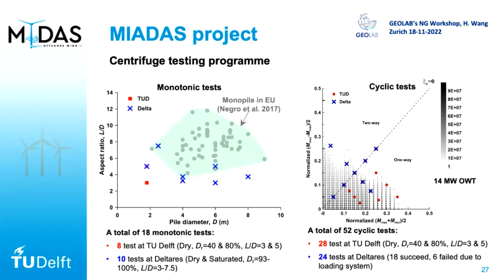And on the right, I show you a typical contour of the cyclic load on a 14 megawatt offshore wind turbine. And based on that, we designed our centrifuge test program to really capture what's really happening in the field. And we did quite many tests, as you can see, more than 50 cyclic tests to really understand this.